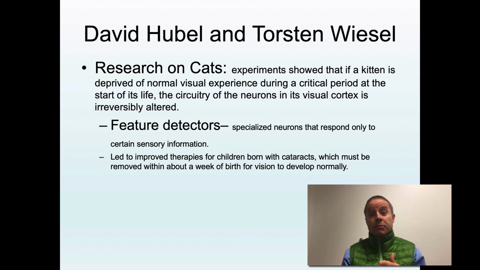This research was important because it led to kids getting surgery at an earlier age when they have cataracts. And if they got the surgery at an earlier age, then they could develop these feature detector neurons in their visual cortex.